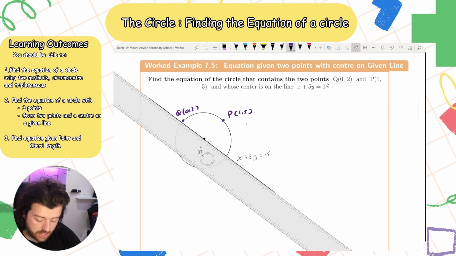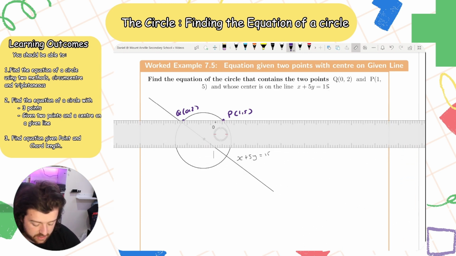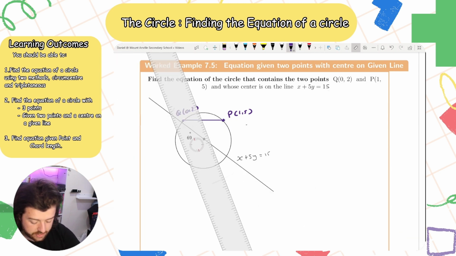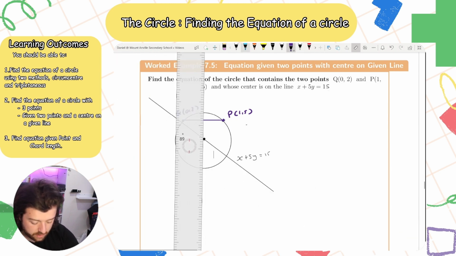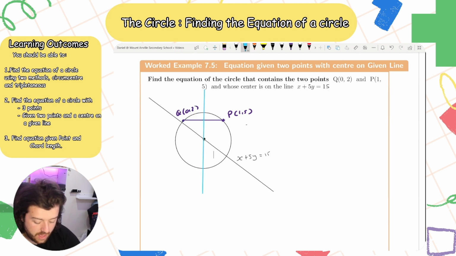So geometrically, to solve this, I need to find the perpendicular bisector of the chord here. So there's my chord. Find the perpendicular bisector, go through, boom. And if I find the equation of this line and find the point of intersection with the line x plus 5y equals 15, I'll get my center point, and then that will help me find my equation of a circle.